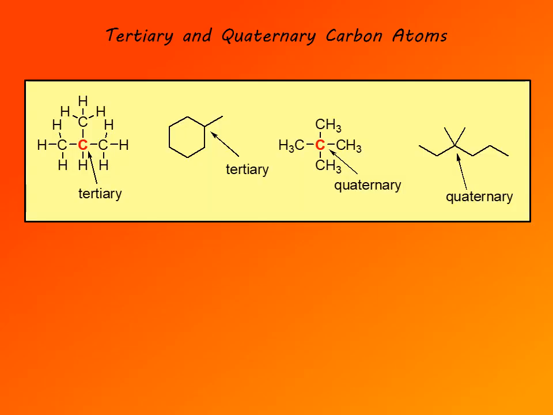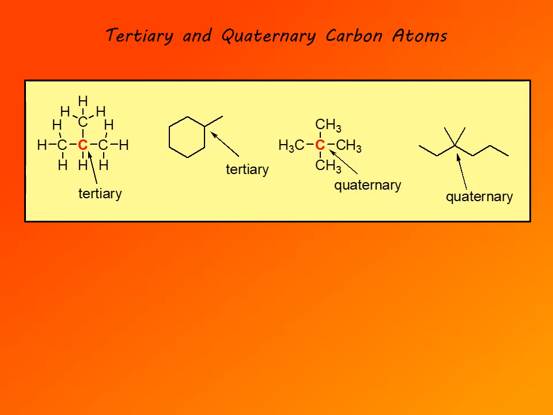A tertiary carbon atom is bonded to 3 other carbons. So here we have again an example of the compound we have seen before, 2-methylpropane, and this middle carbon that is bonded to 3 other carbons is actually a tertiary carbon. That's also shown in red. The carbon of methylcyclohexane that is bonded to the methyl group is also a tertiary carbon. That carbon is bonded to 3 other carbons. Again, note how a tertiary carbon is indicated in a line formula.